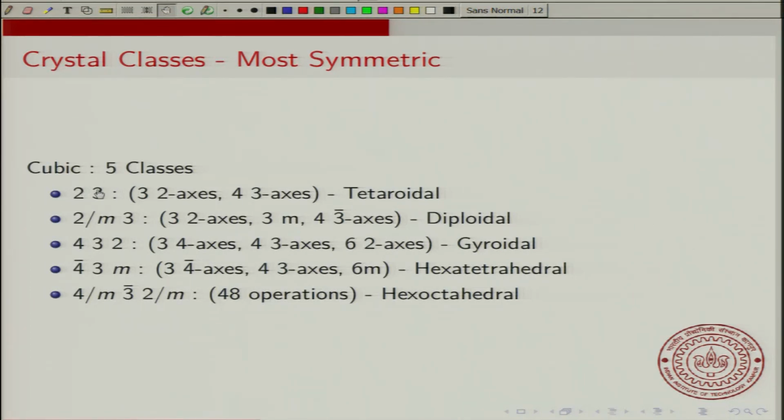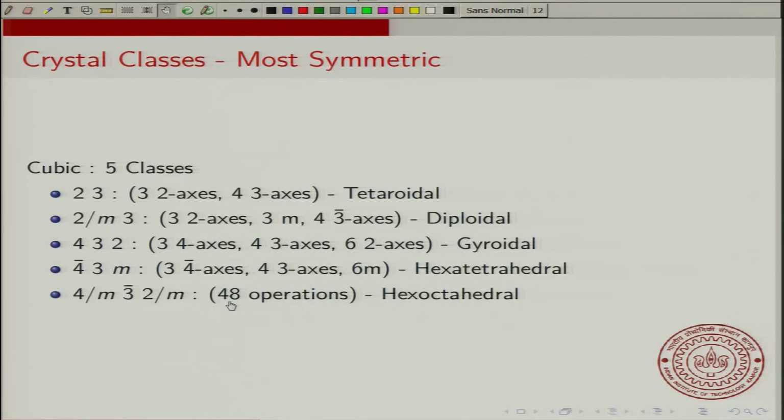Remember, a cubic system is characterized by 4 3-fold axes of rotation. So, in every case you have to have 4 3-fold axes of rotation. Now, if in addition to this you have 3 2-fold axes, then you refer to the system as tetartoidal. If you have 4 3-fold axes, and 3 2-fold axes and 3 mirrors, then you refer to it as diploidal.